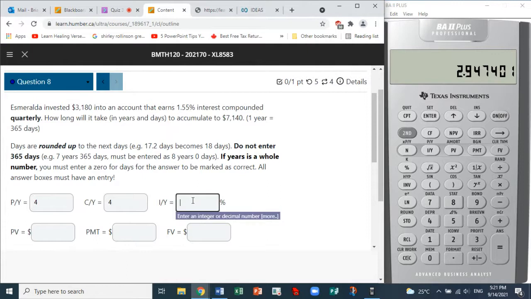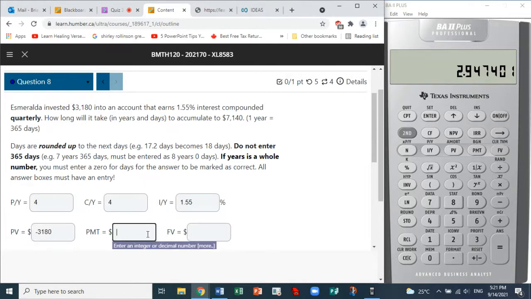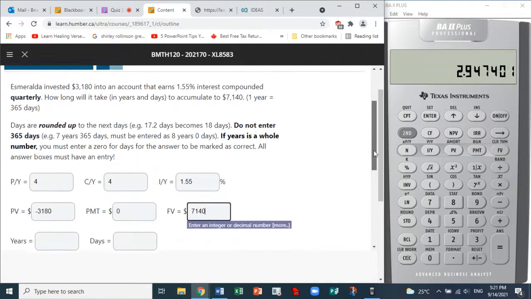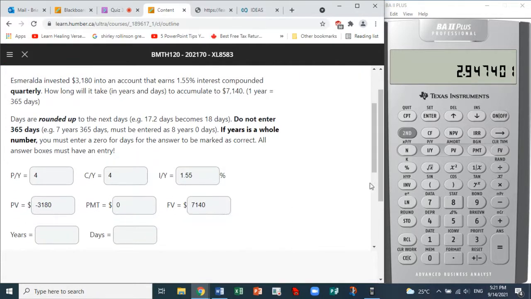So that would be 1.55. All right. Present value is 3180 or negative 3180. Payment is 0. And the future value is this accumulated value of 7140. So that would be 7140. All right, so now we have to get n.